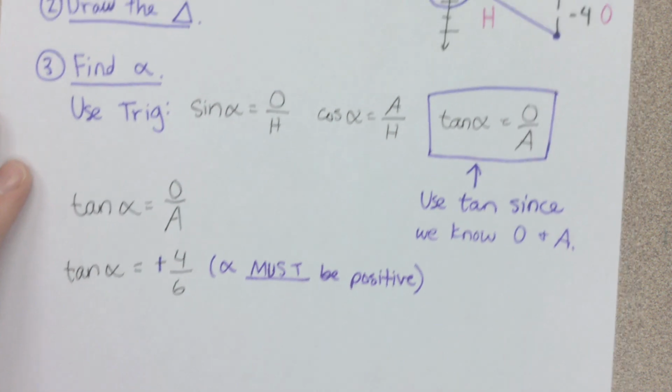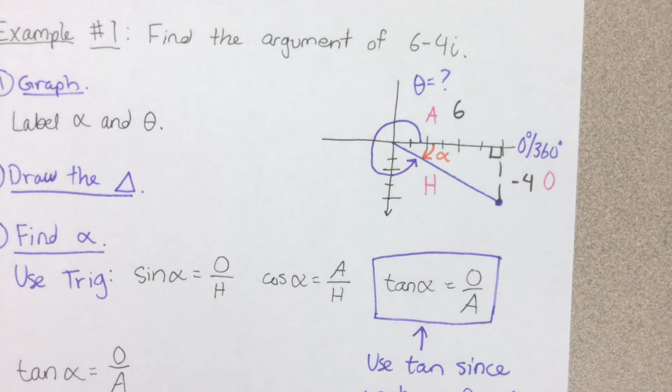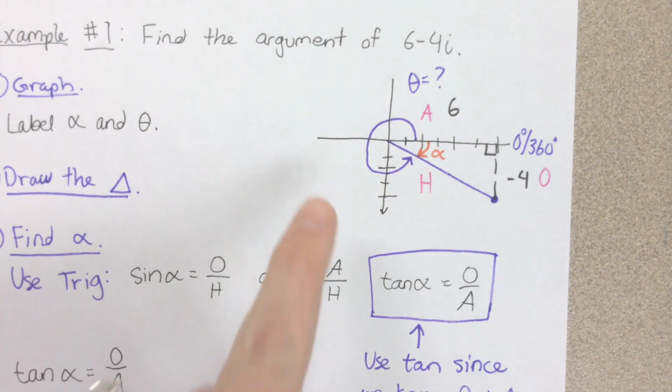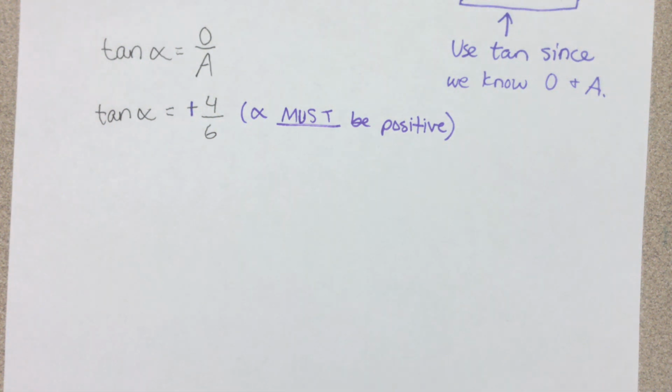So, reminder of why alpha must be positive. Alpha's inside of a triangle, and we cannot have negative angles inside the triangle. Obviously, outside the triangle in the plane, we go negative all the time. We go backwards, it's negative. But alpha inside the triangle is always positive. Always. Theta could be negative, though. So that's why we fix it. If it's not positive, you make it positive.